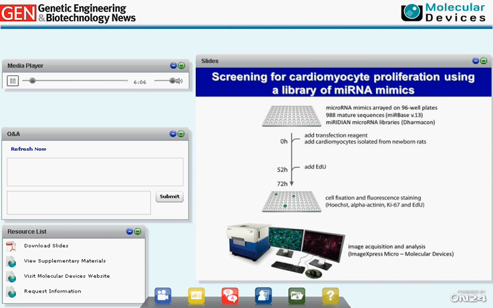And so 20 hours after, that is 3 days after the transfection, we fixed the cells and treated them for fluorescent staining. So we did staining for DAPI, for the nuclei, alpha-actinin for the cardiomyocytes, Ki67, which is a proliferation marker, and also for the EdU. And we acquired the images and analyzed these images using an ImageXpress Micro.